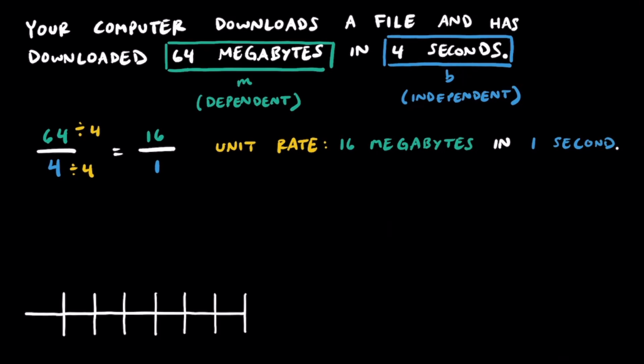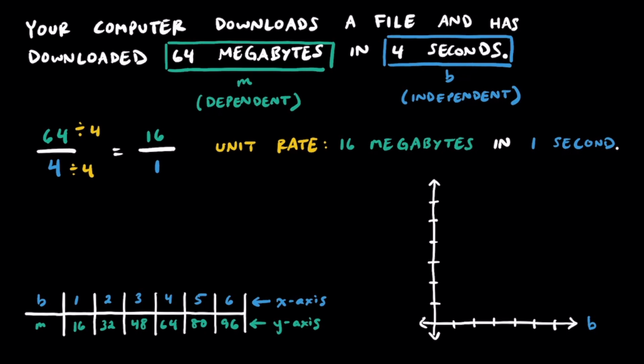Now that we have a unit rate, let's fill in a data table. Represented by the variable b, the number of seconds will go on top, so we have 1, 2, 3, 4, 5, and 6. And on bottom we have the number of megabytes, which is going to be 16, 32, 48, 64, 80, and 96. Our independent variable always goes on the x-axis, and our dependent variable goes along the y-axis.